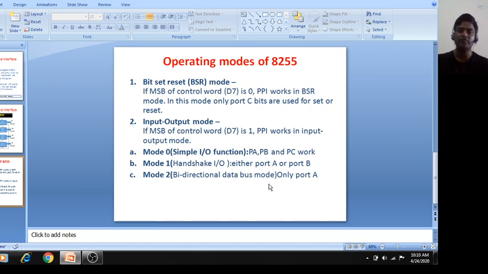In the next lecture, we will see the control register of 8255 in BSR mode and in input output mode, and we will do programming in 8255.